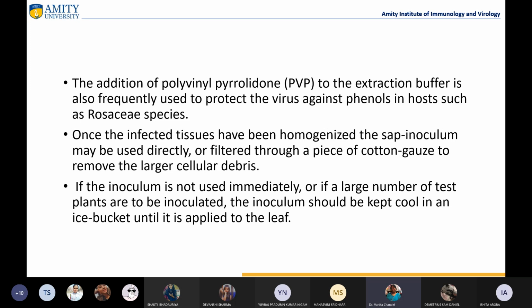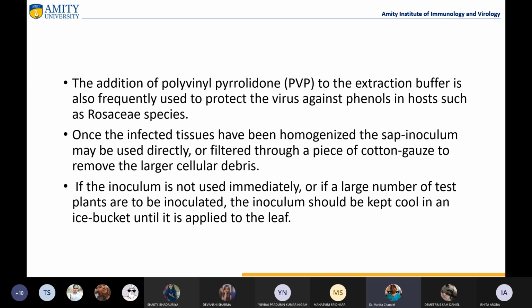any process, right? So once the infected tissues have been homogenized, the sap inoculum may be used directly, or in order to remove the debris, certain plant material, we can do the filtration also, right? With cotton gauze to remove the larger debris. If the inoculum is not used immediately, or if a larger number of test plants are to be inoculated, then we need to keep it in a cool ice bucket.